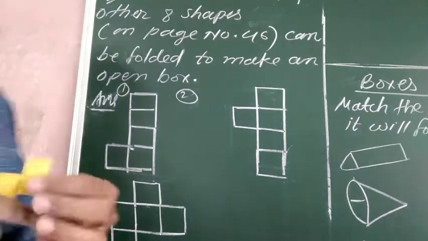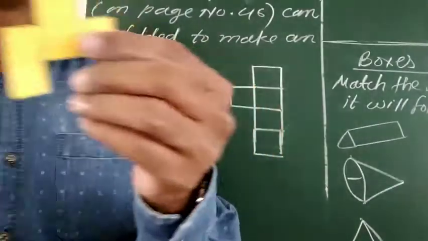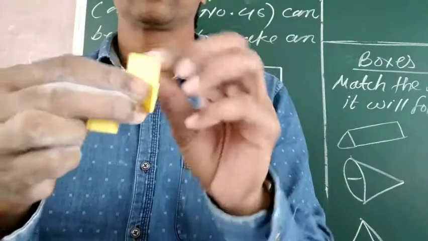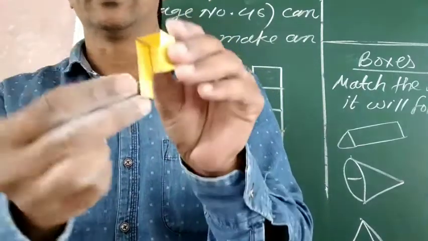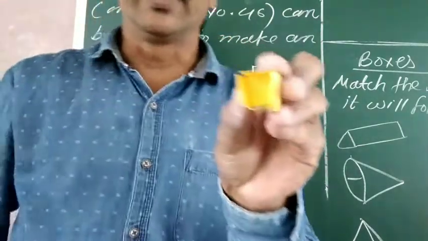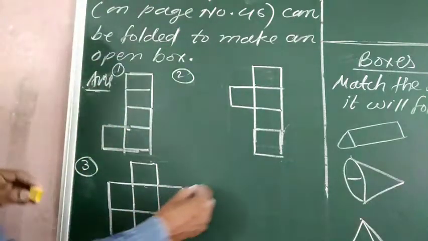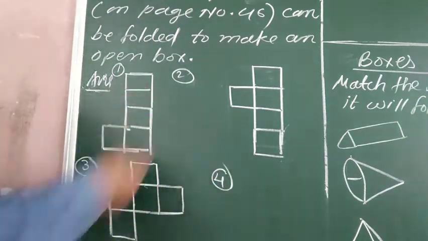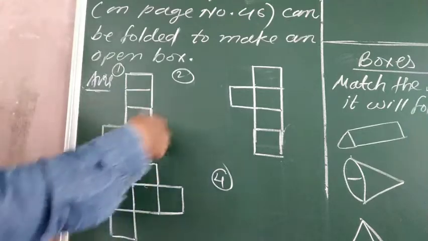See this one. Now try to check whether it is folded or not. See this one. It is also folding into an open box. So this one is 1, 2, 3. These are folding into an open box.